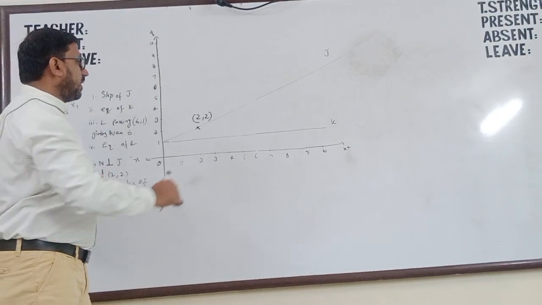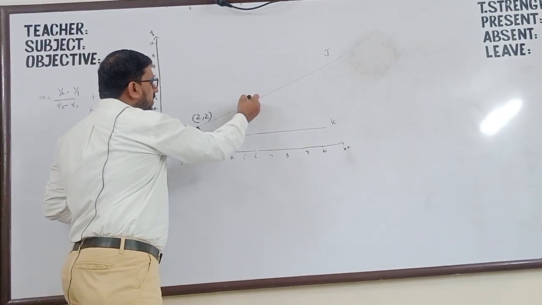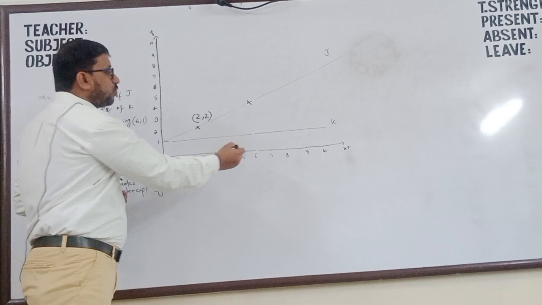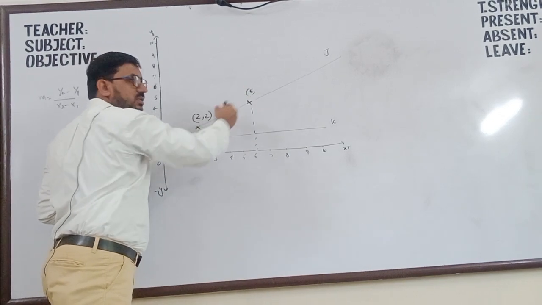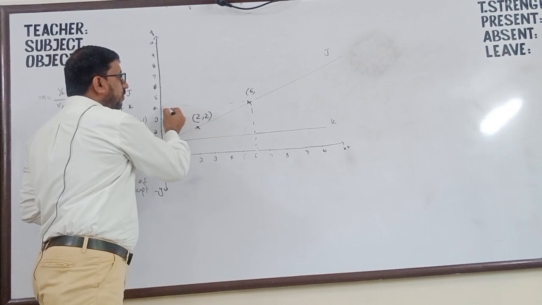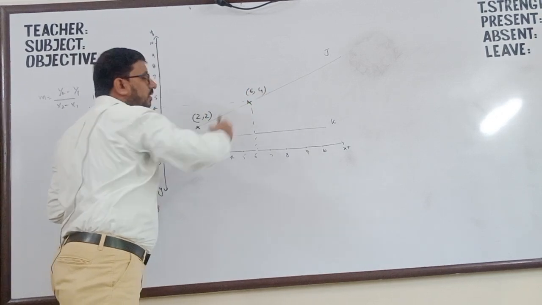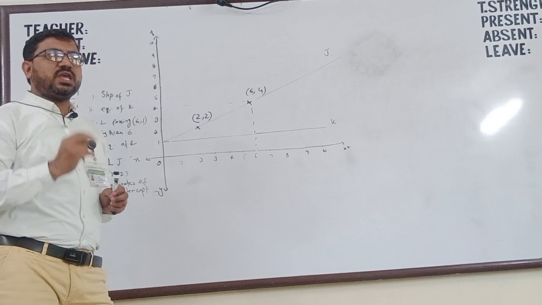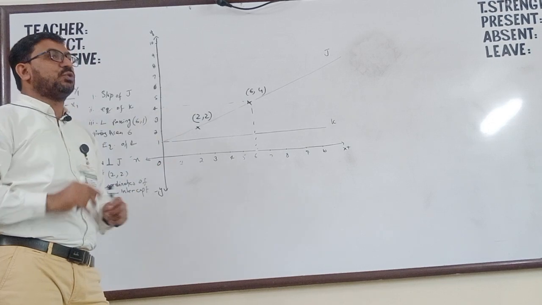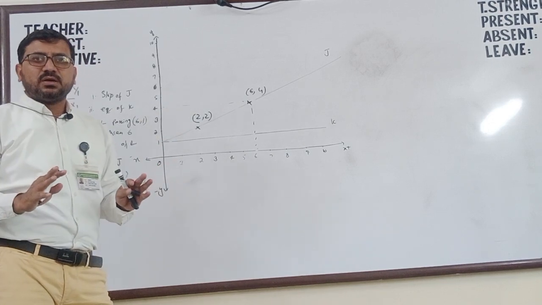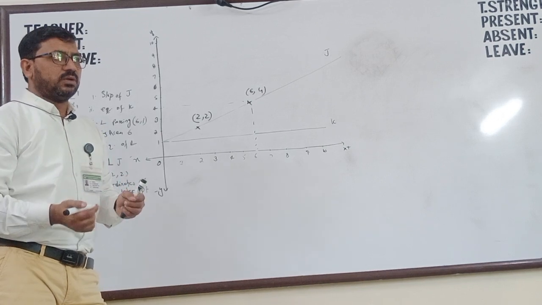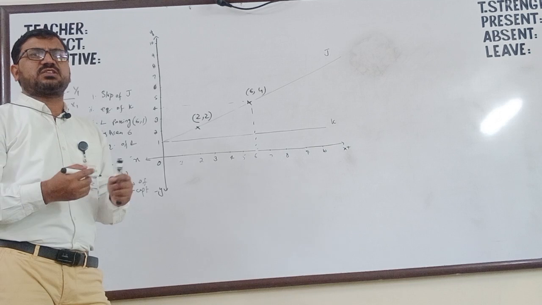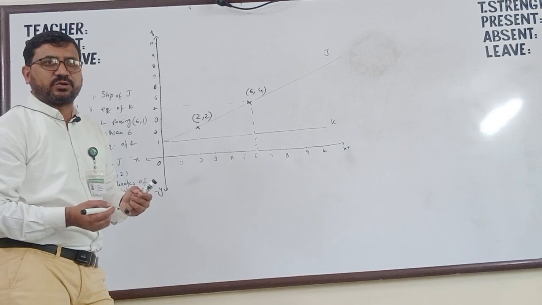The second point, I'm going to take this one. At this point, the value of x is 6, whereas the value for y is 4. So now we have 2 points on this line J. We can take any 2 points. But mind, we need to take those 2 points which are in whole form. That will make our calculation easy for us.